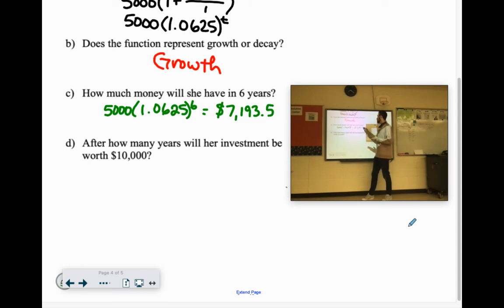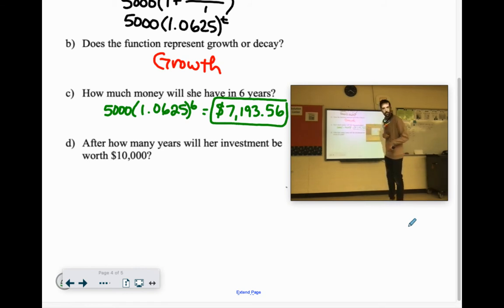$7,193.56 if we rounded. Honestly, the bank would probably give you that at 55 cents and keep the fraction of the penny. They're just like that. Thanks a lot, big banking. All right, that's awesome. So if I had a question that said, well, how much interest did Clara make? You could do the 7,193.56 minus the $5,000. She got over $2,000 just in simple interest.